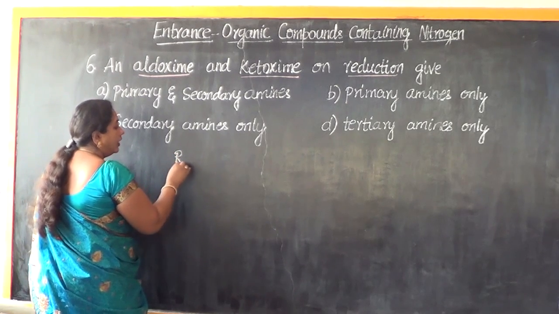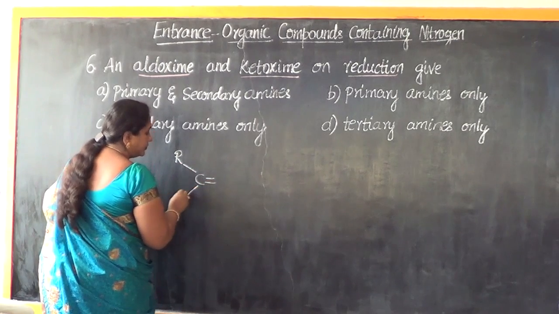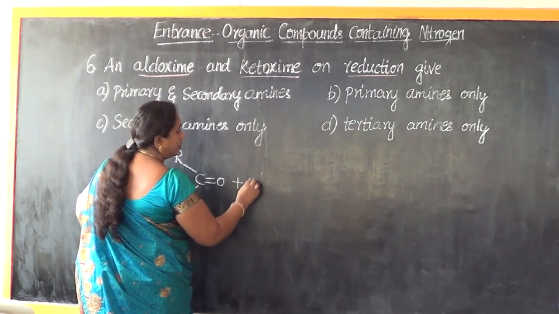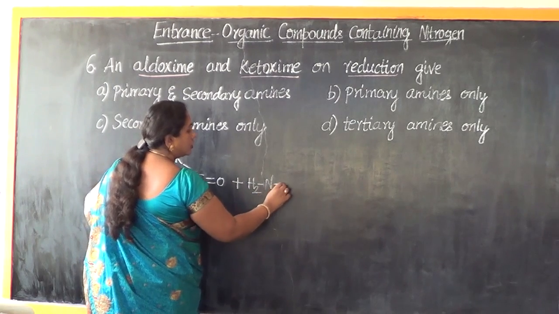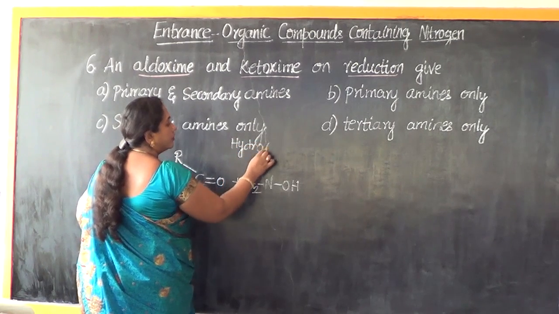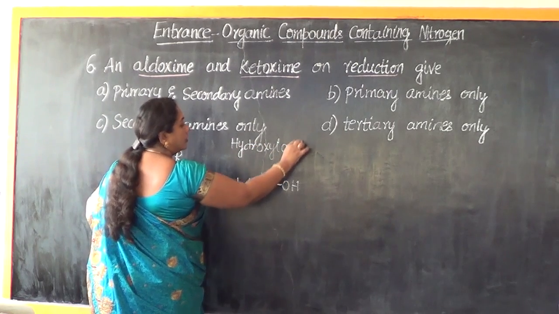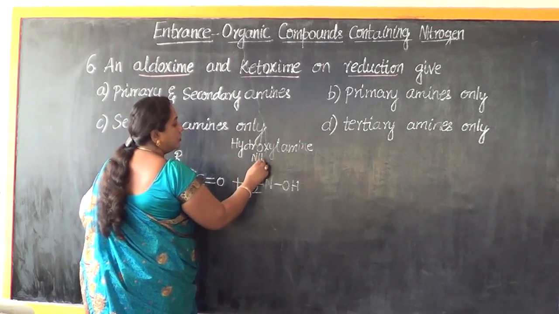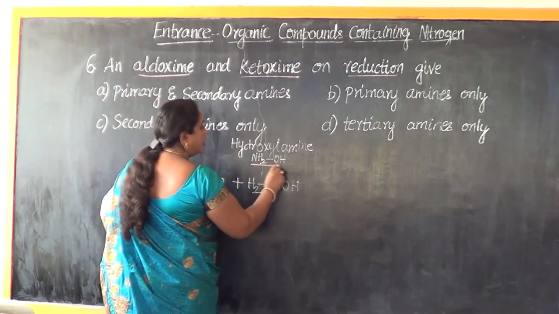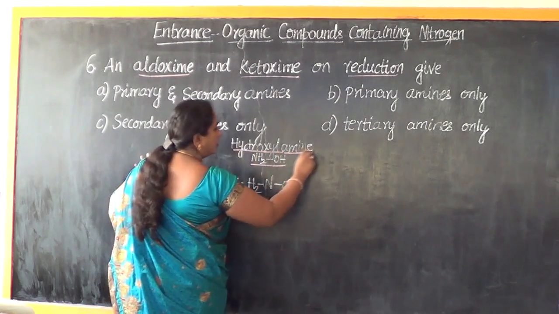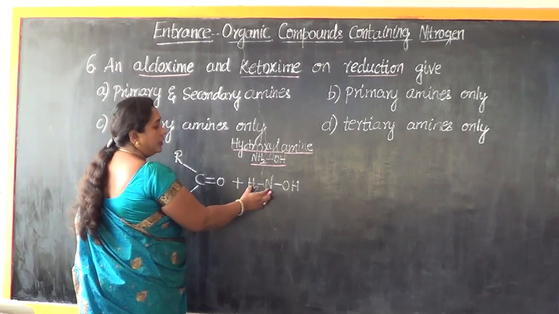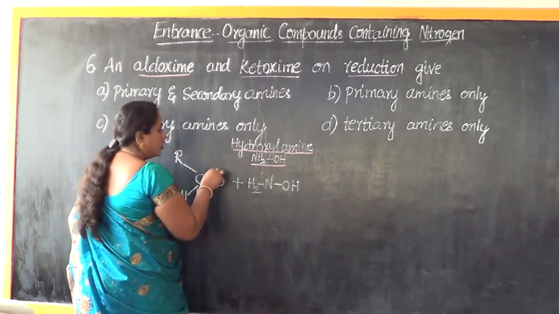Whenever an aldehyde or a ketone is treated with hydroxylamine. What is the molecular formula of hydroxylamine? NH2 is amine, OH is the hydroxyl group attached to it. So, both put together, NH2OH is the molecular formula of hydroxylamine. Now, I have written NH2 like this and then OH here, only to simplify the concept.